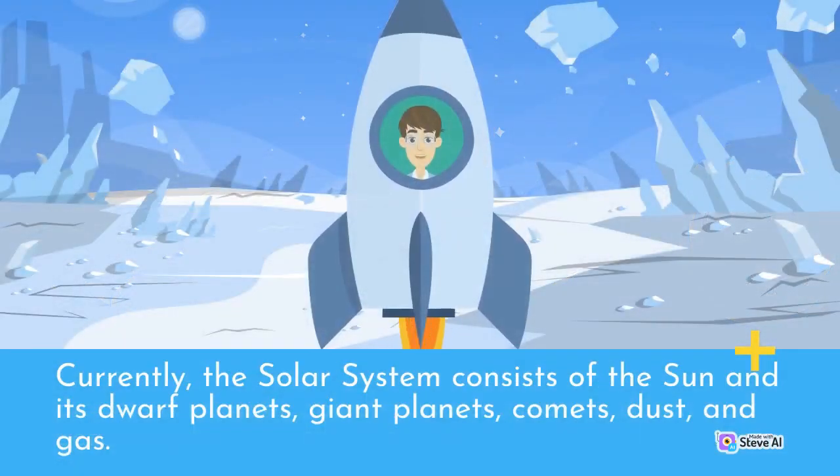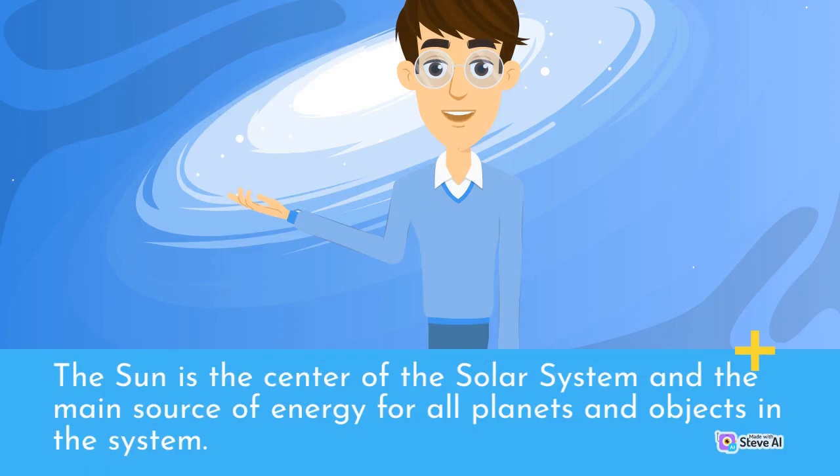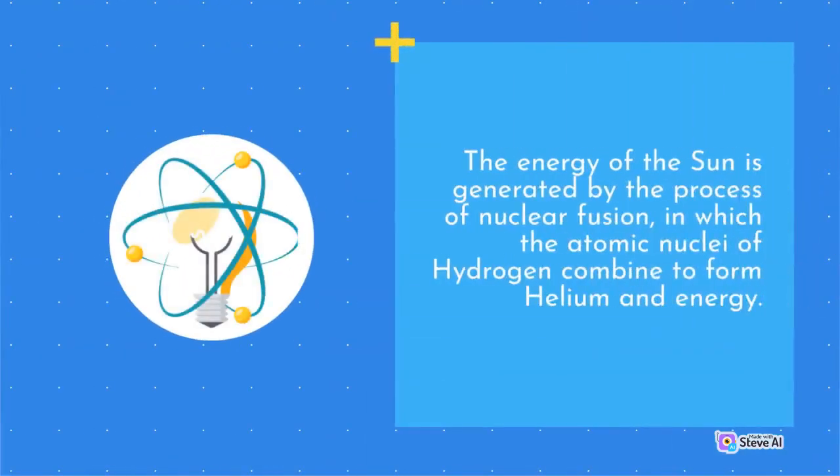Currently, the solar system consists of the Sun and its dwarf planets, giant planets, comets, dust, and gas. Each object in the solar system has its own characteristics and contributes to creating a complex and diverse system in the universe. The Sun is the center of the solar system and the main source of energy for all planets and objects in the system. The energy of the Sun is generated by the process of nuclear fusion, in which the atomic nuclei of hydrogen combine to form helium and energy.